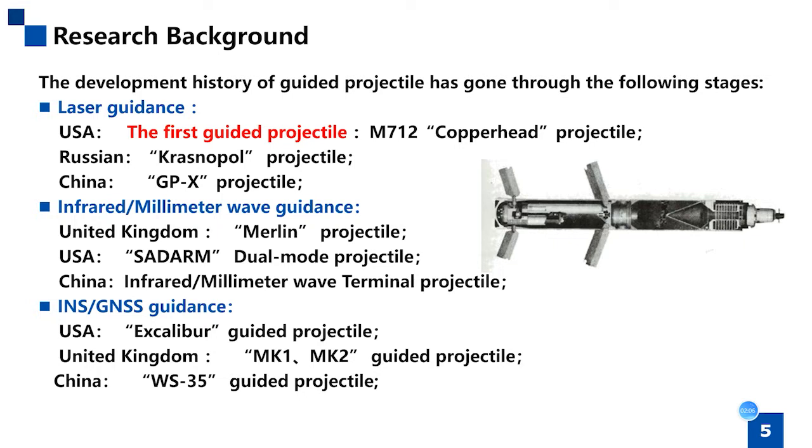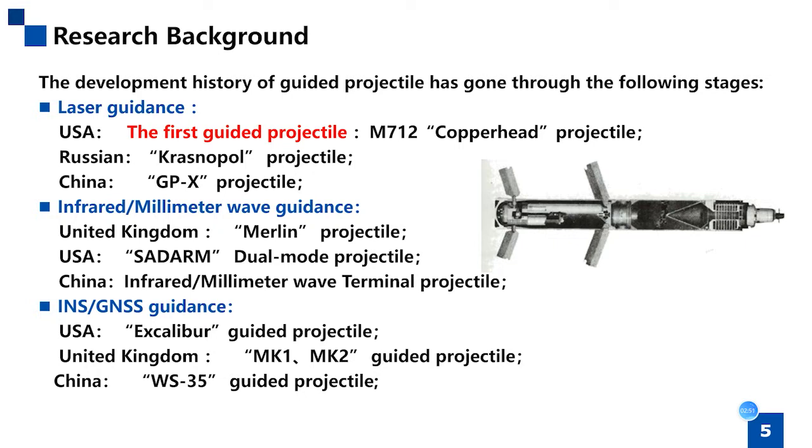The first stage is the laser guidance stage. In 1972, the United States developed the first laser-guided projectile, the M712 Copperhead projectile, which used laser semi-active guidance. Meanwhile, Russia developed the Krasnopol laser terminal guidance projectile in 1984, which is better than the M712. China introduced it from Russia in 1994 and gradually produced the GP6.